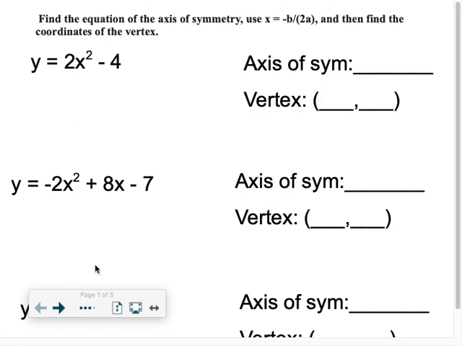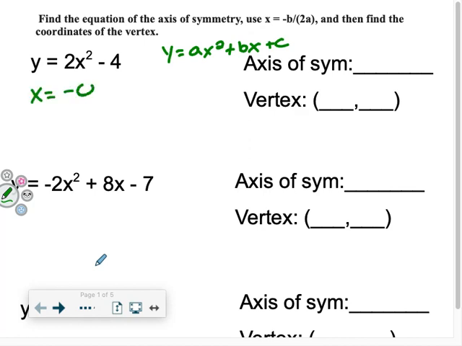So to start, our first problems here say find the equation of the axis of symmetry, use x equals negative b over 2a, and find the coordinates of the vertex. So we have to remember what our a, our b, and our c are, right? ax squared plus bx plus c. In this case, notice our first problem, we do not have a b. Our b, in fact, is 0.